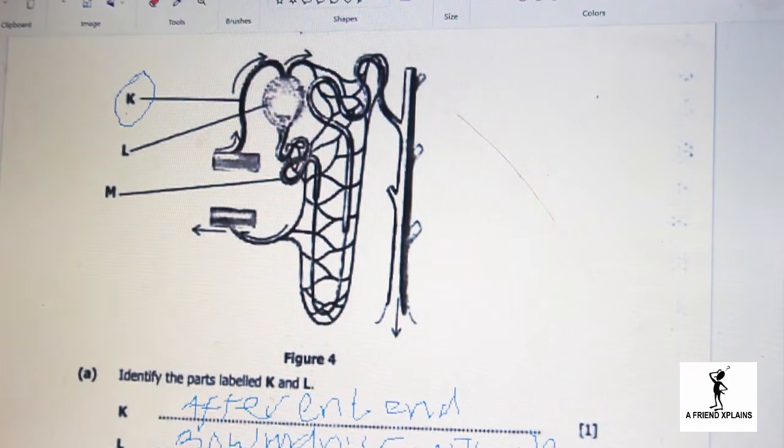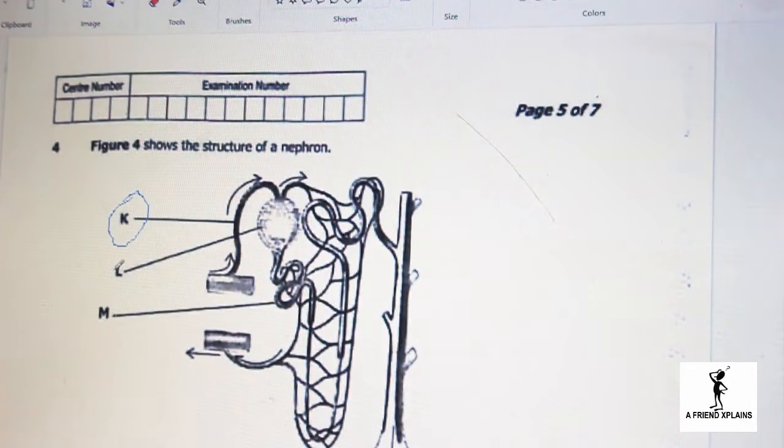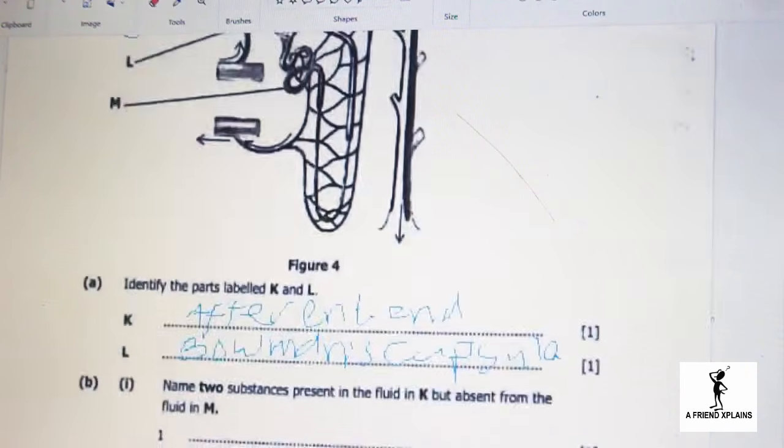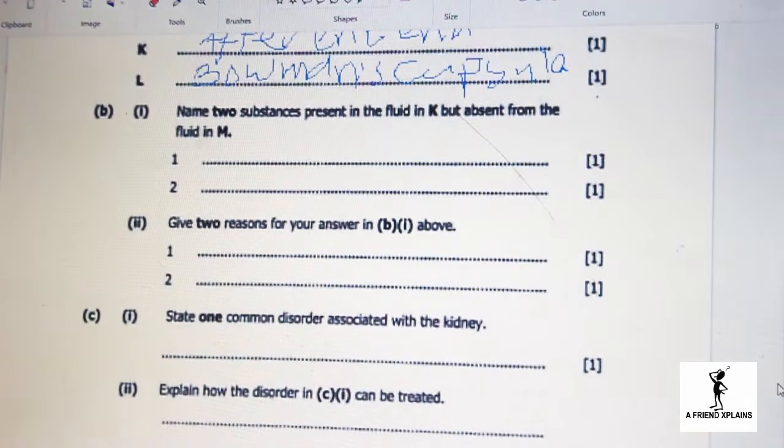Okay, so we've labeled our K and our L. So let's go to the next question. We've earned ourselves those 2 marks. All right, so B says: name 2 substances present in the fluid in K but absent from the fluid in L.